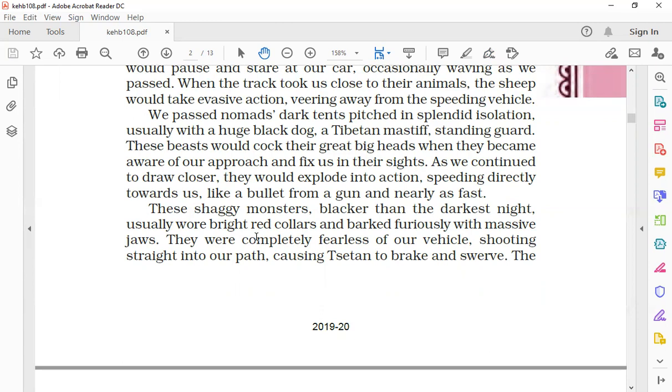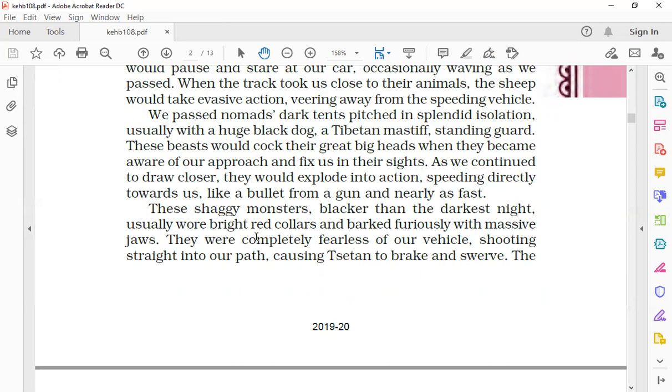तो उनके जो गले में collar पहना हुआ था, वो बहुत ही bright red color का था, and they barked angrily at them with big jaws. वो बहुत ही furiously bark कर रहे थे. They were completely fearless. तो जब उनकी जो गाड़ी थी, as it was approaching them, they were not afraid of the car, and they were also not running away from it. Instead, they were running towards the car, and thus causing Seaton to apply brakes and change the direction suddenly.